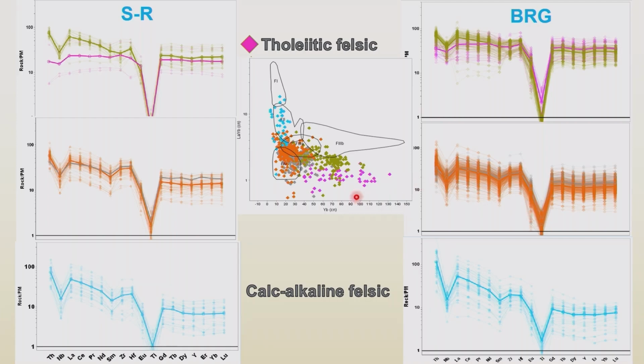And then for the calc-alkaline felsic, these tend to have a steeper profile. Again, high concentrations in thorium and lighter rare earths, and these tend to go to the F2 and F1 field.